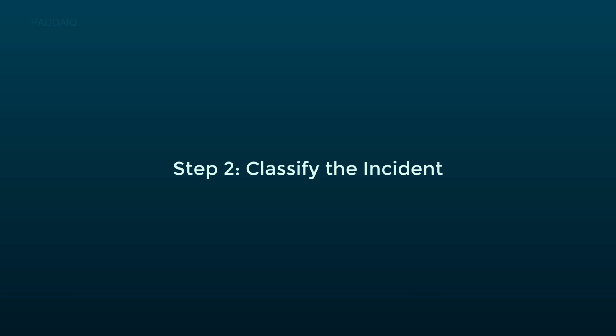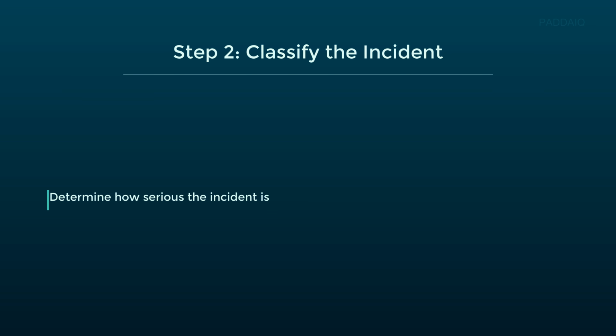Step 2. Classify the incident. Determine how serious the incident is. This means assessing the impact on your business operations. For example, a minor login issue for one user is less serious than a complete system outage halting all sales. Properly classifying the severity ensures the right resources are assigned to resolve it efficiently.